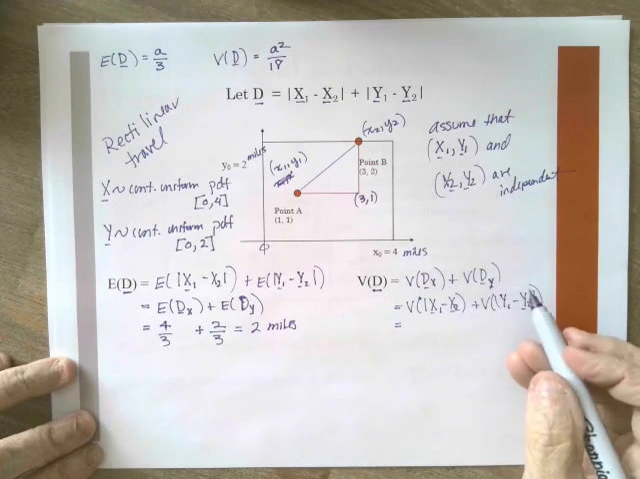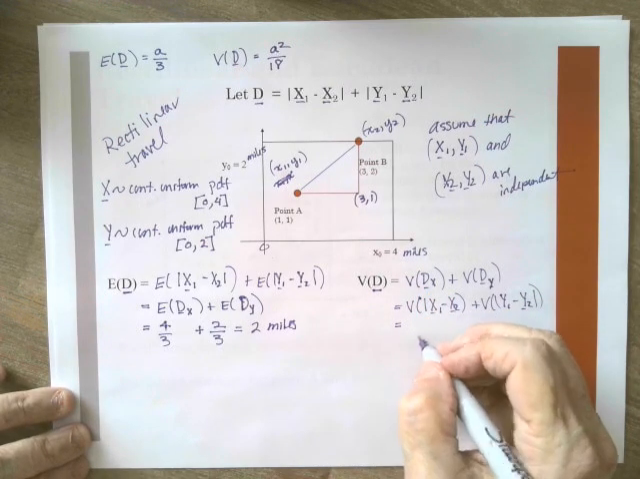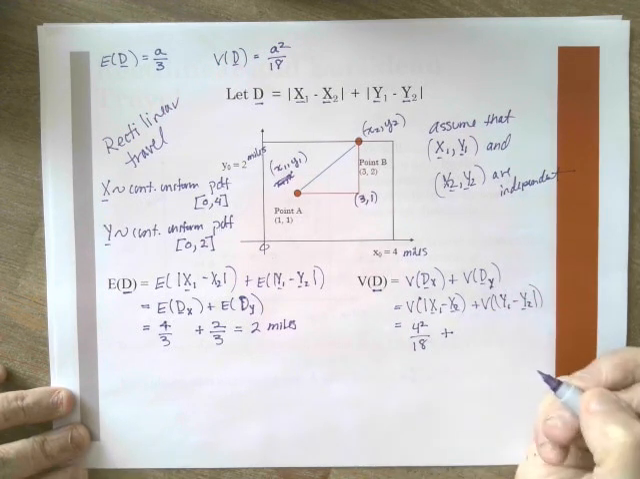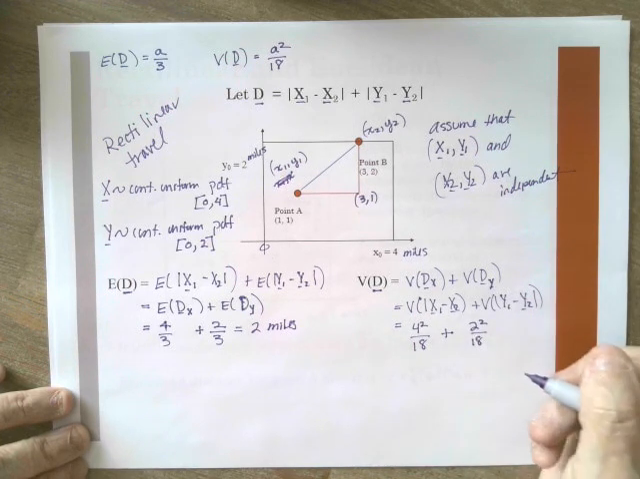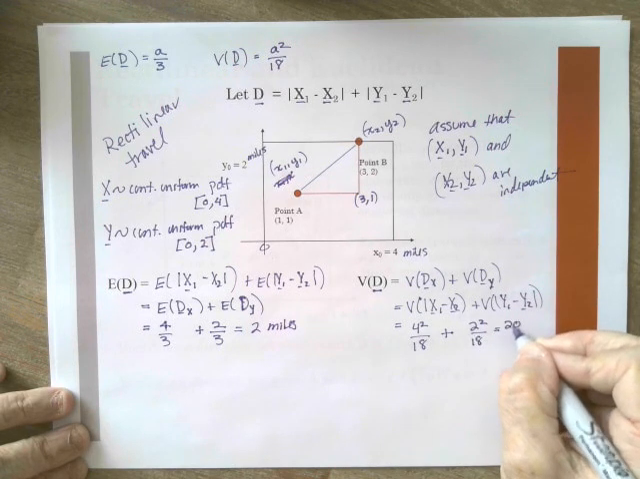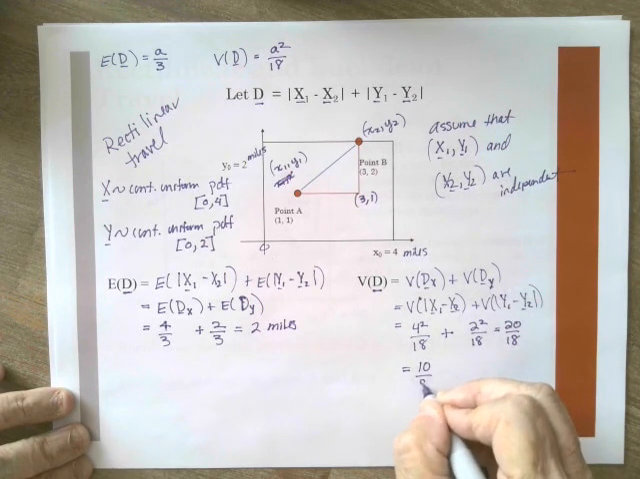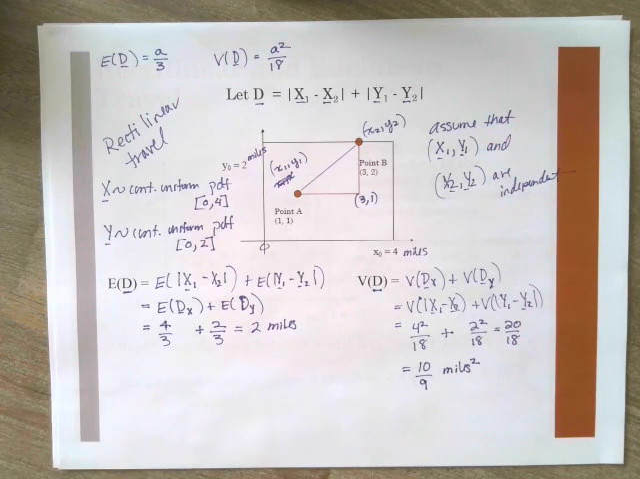Now, because these are independent, my variance in the x direction is going to be 4 squared over 18 plus 2 squared over 18, and that will work out to be 16 plus 4, which is 20. 20 over 18, which we could turn into 10 over 9, and that will be miles squared. And we're going to be using that in a later lecture.